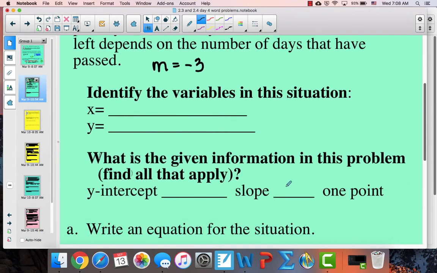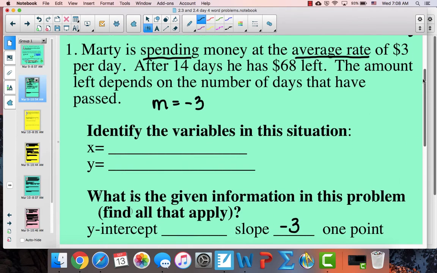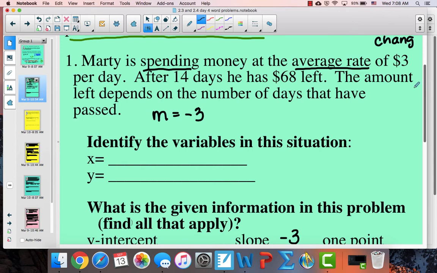All right, so I see that slope in the equation. I'm going to fill that in for myself. Now, identifying the variables. The amount left depends on the number of days. So what depends on what? Y depends on x. So x is going to be our number of days, and y is going to be the amount left. So now look at how I just looked at that problem and used what depends on what to help me figure out the x and the y, okay?